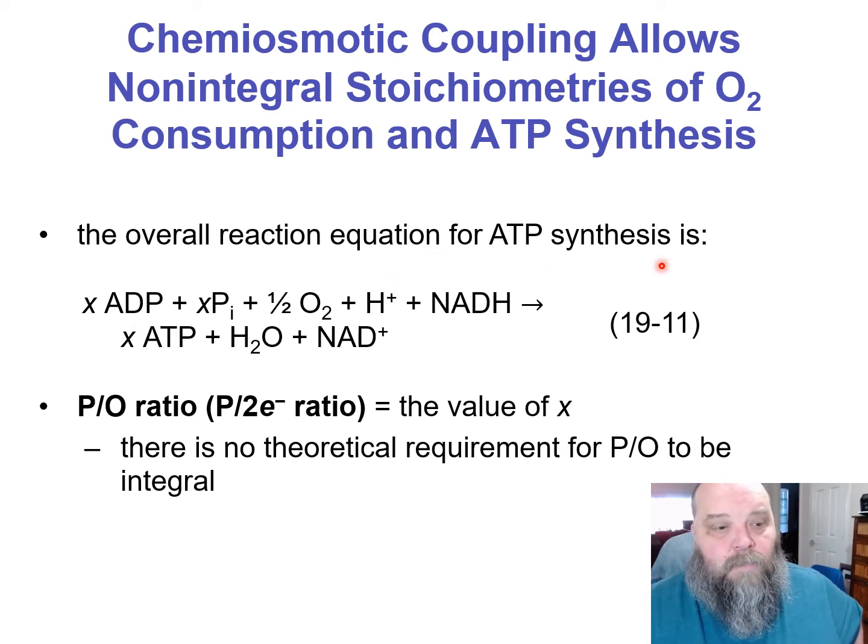The overall equation for ATP synthesis: so many ADP plus so many inorganic phosphates plus O2, hydrogens, NADH, gives you ATP, water, metabolic water, and NAD. It's one way to look at it. This does not take into account where the electrons are coming from. So this is a very basic look at what's happening with ATP synthesis. You'll see in the textbooks, some biochemists will discuss the P/O ratio, or the P to electron ratio.